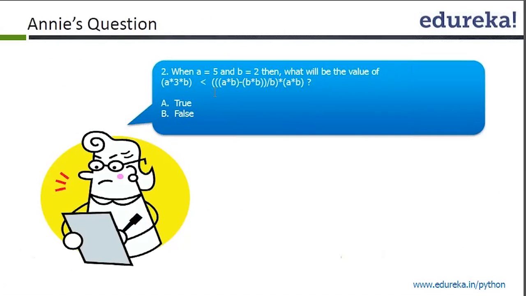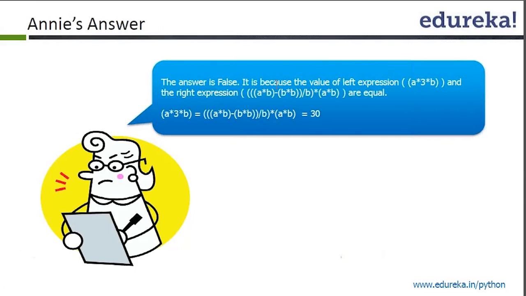Now, when a equals 5 and b equals 2, what will be the value of a into 3 into b? So this is 5 into 3, 15, into 2, 30. This is simple. The left hand side is simple. The right hand side, if you all remember BODMAS, right? Bracket, division, multiplication, addition, and subtraction. I think you'll be able to do this. So if you have calculated the right side as well, let's see. Yeah, the answer is false. It's because the value of this expression and the right expression are equal.